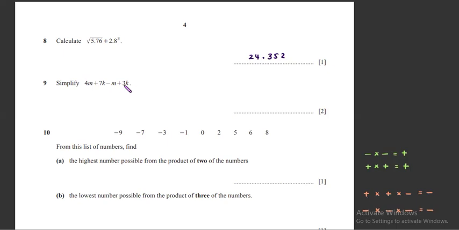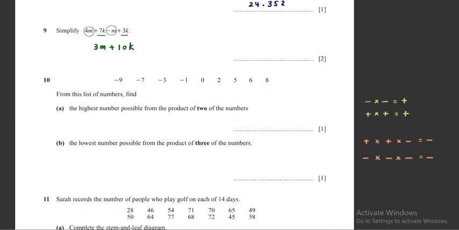Next, we need to simplify this. 4m plus 7k minus m plus 3k. To simplify this, we need to collect all the like terms. So 4m and minus m. So always a term's sign, a variable's or a term's sign is right in front of it. So this 4m is positive, this m is negative. So from 4m, I need to deduct this m, that becomes 3m. Then I have 7k and 3k, they both are positive, so I need to add them together, which is 10k. So this is what I get as the answer.